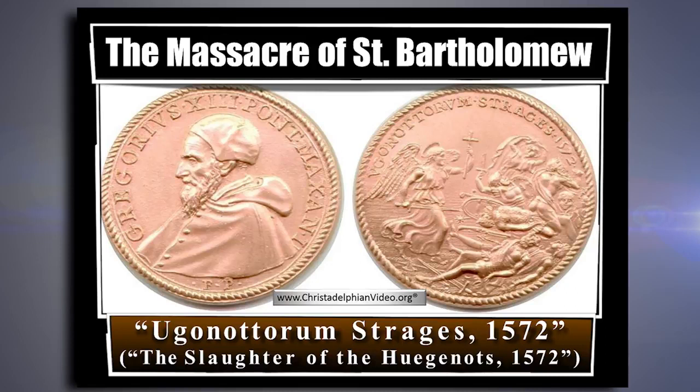And at the end of it, the Pope here had this coin made to celebrate what had happened. The slaughter of the Huguenots in 1572. And here, can you see here? This is a figure of an angel of God killing the Huguenots. And what were the Huguenots?